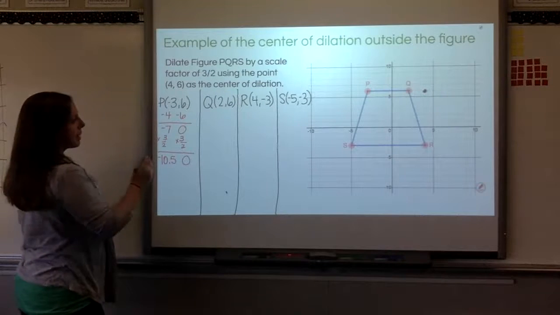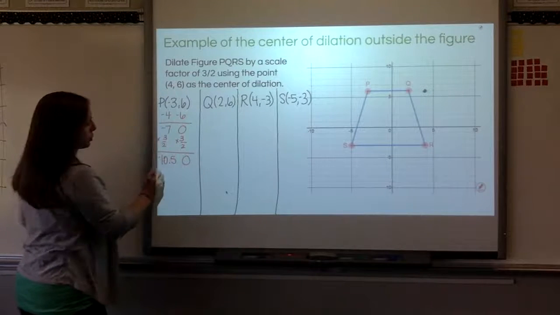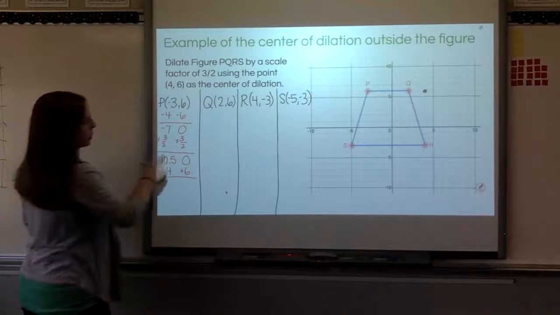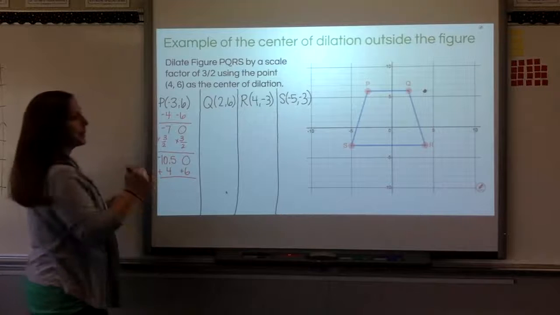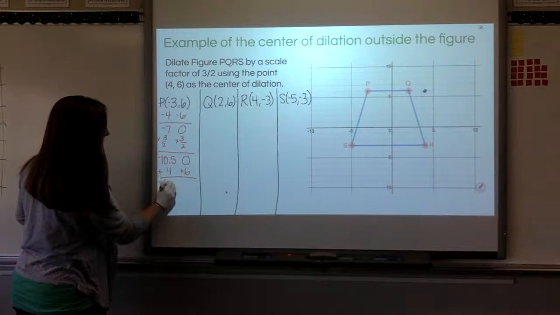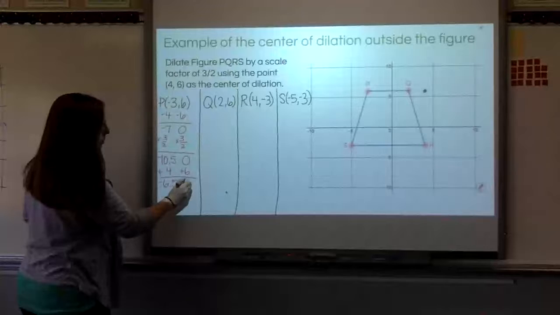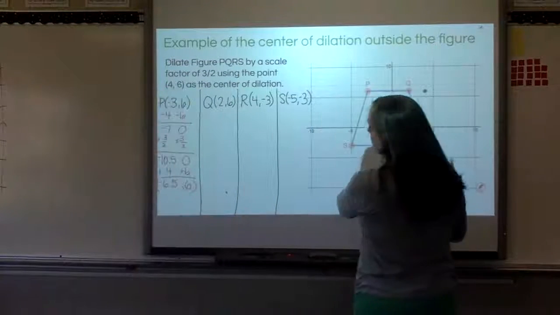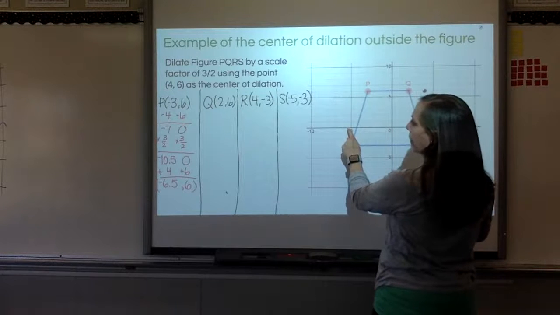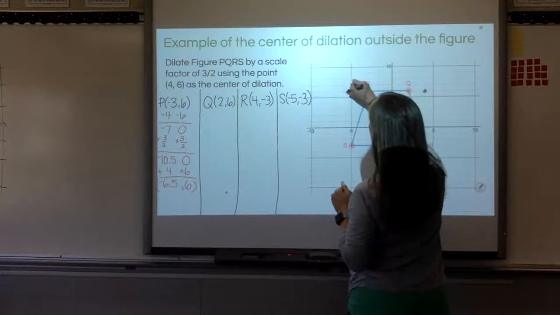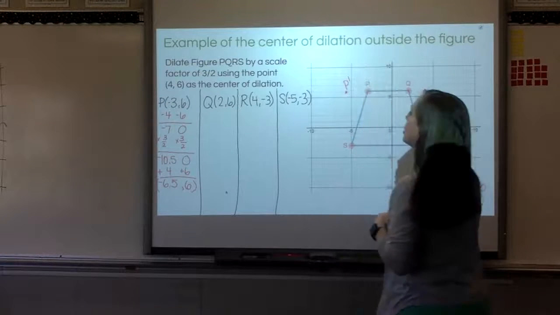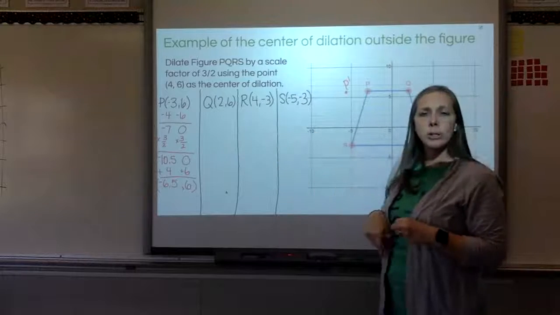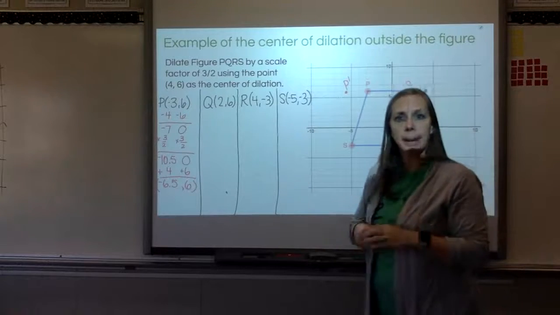And then my last step is to add this to my center of dilation coordinates. So -10.5 plus 4 is -6.5, and 0 plus 6 is 6. So point P prime is going to be at (-6.5, 6). So here I have point P prime. Now I'm going to go ahead and finish up these coordinates, and I'll check back in a second.